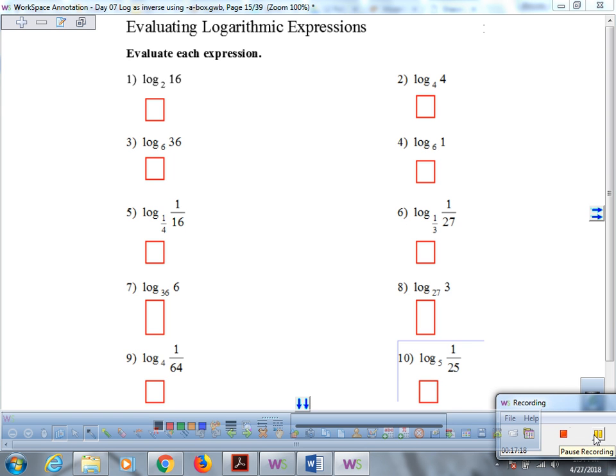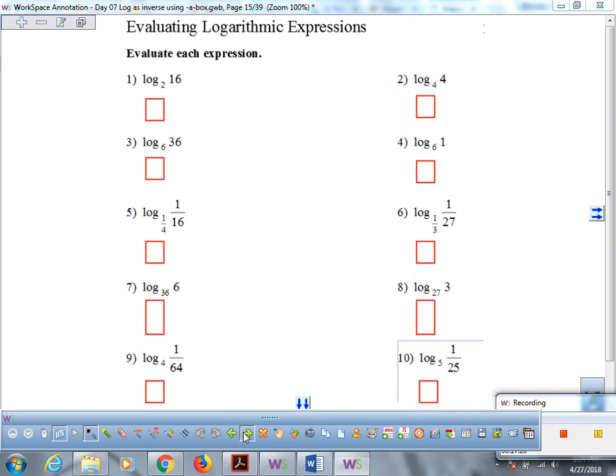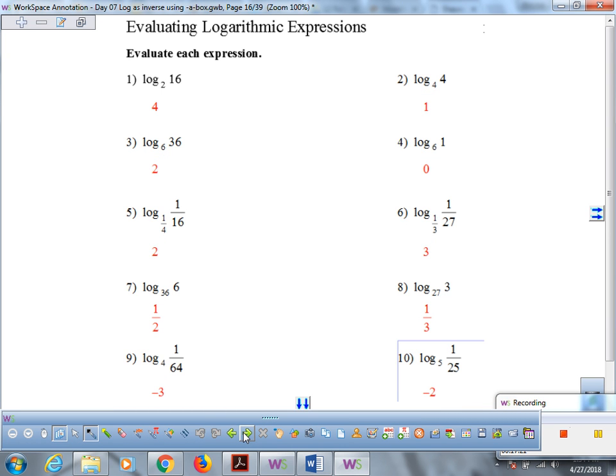All right, let's look at the answers to these. Do we have questions on any of them? Which one? Number 7. So I've got a base of 36. I need to know what exponent I need to get to 6.